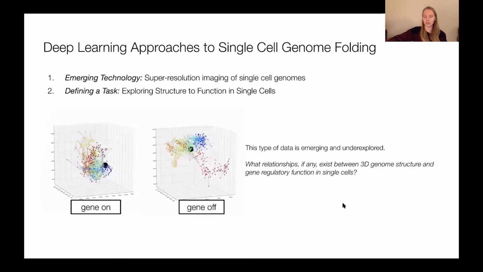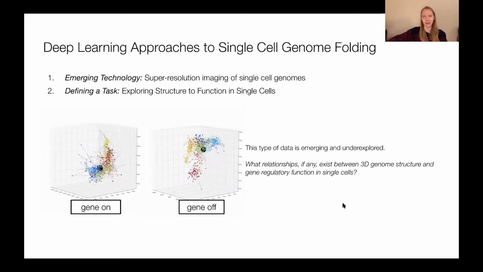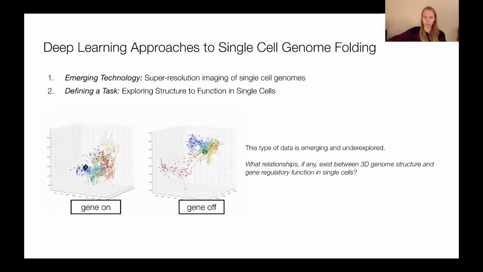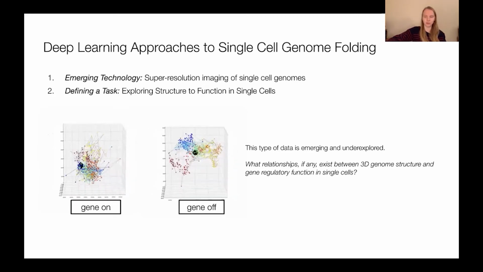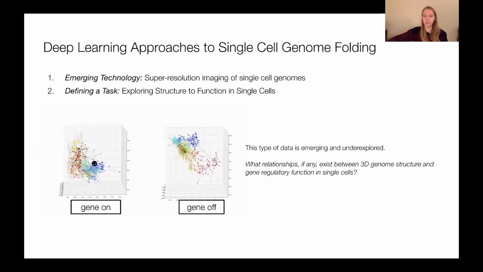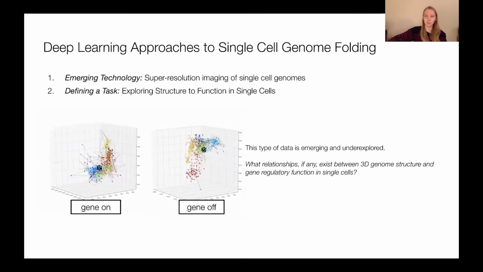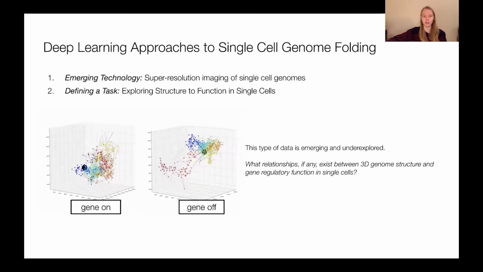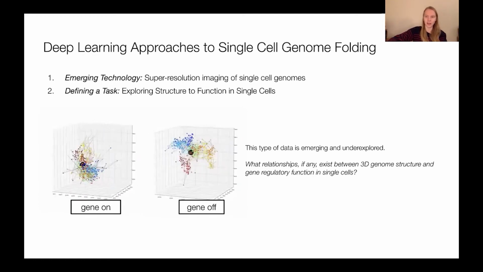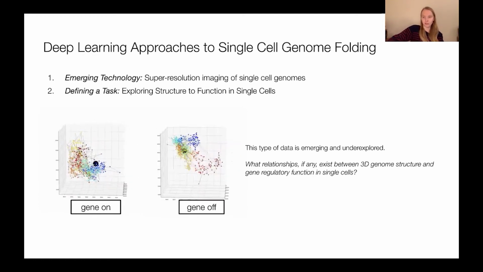This allows us to ask questions like, what's the difference between cells where genes are being actively transcribed and cells where genes are being turned off? Is there anything different about their structural genome conformations? We're interested in the predicting relationship between 3D genome conformation and gene expression using a graph neural network.